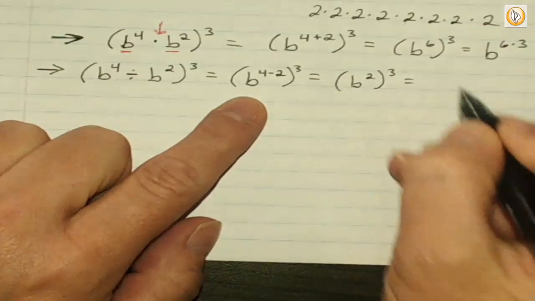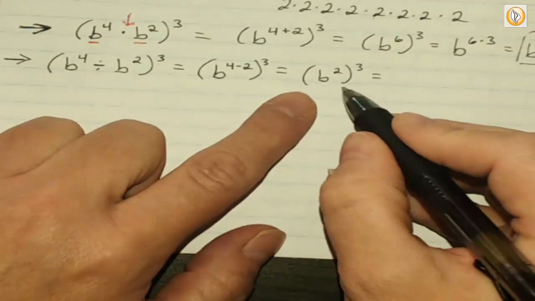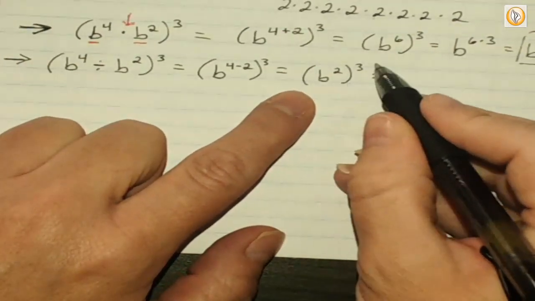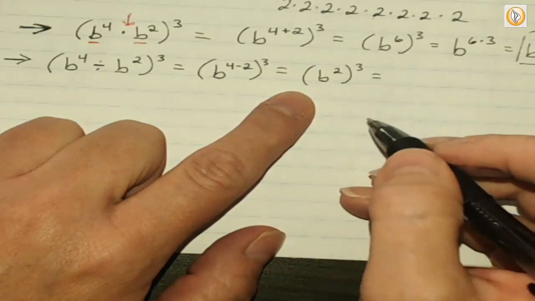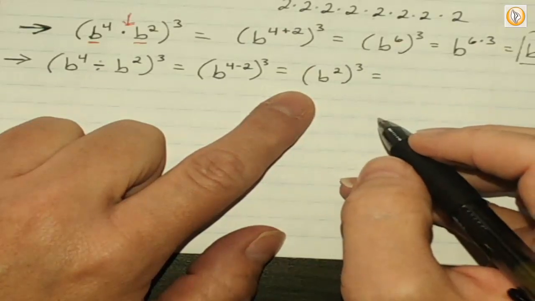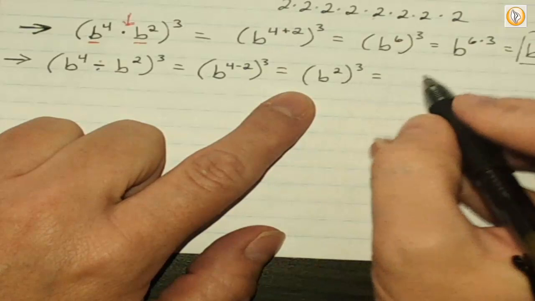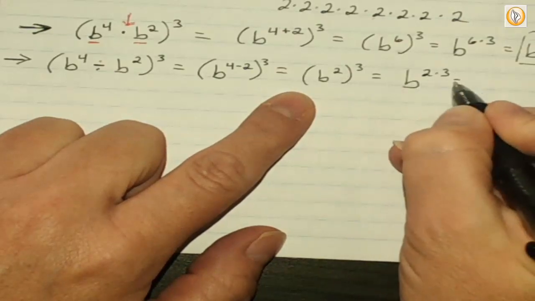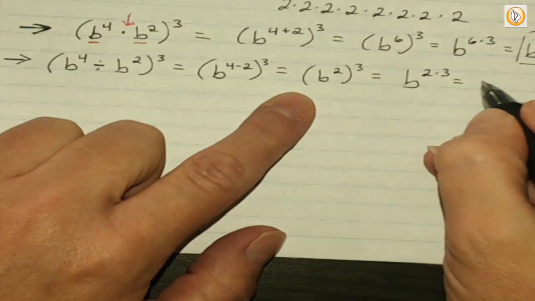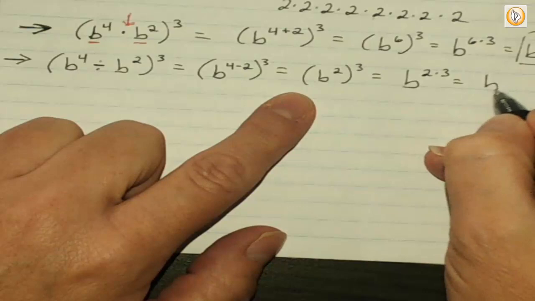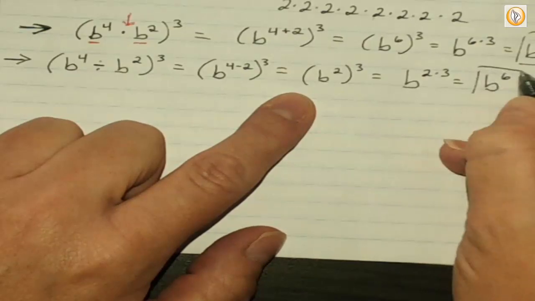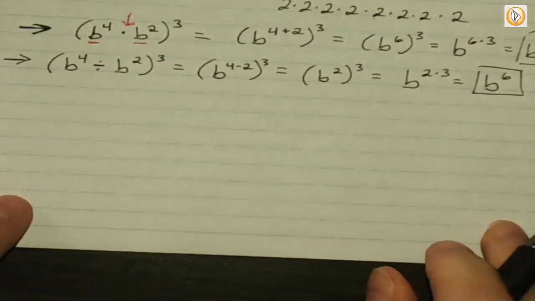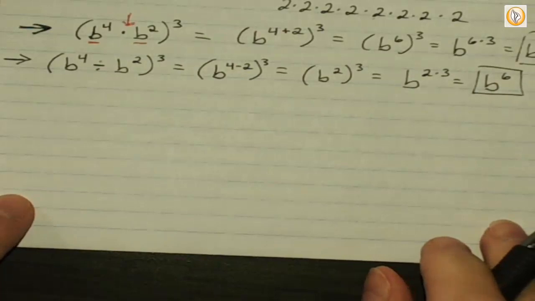Now, Tanner, I have an exponent on the inside and outside. What do I do with them? You multiply. That's right. So it's b, 2 times 3. And what do you get? B6. B to the 6th power. Very good. Good job.